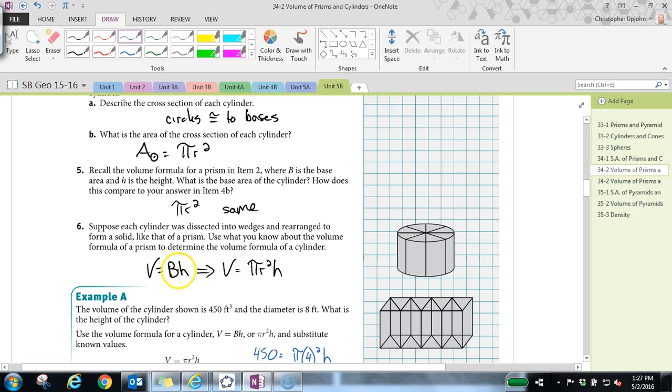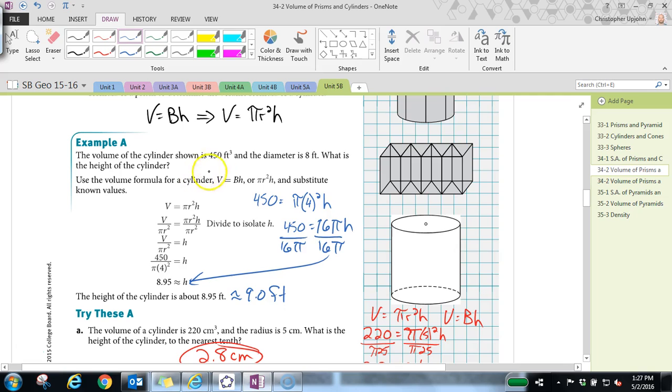So, a prism and cylinders are similar, except for the bases. In a prism, the bases are polygons. In cylinders, the bases are circles. So it's still base area times height, but now we know the base area is the area of a circle, so pi r squared. The volume of a cylinder is pi r squared times the height.